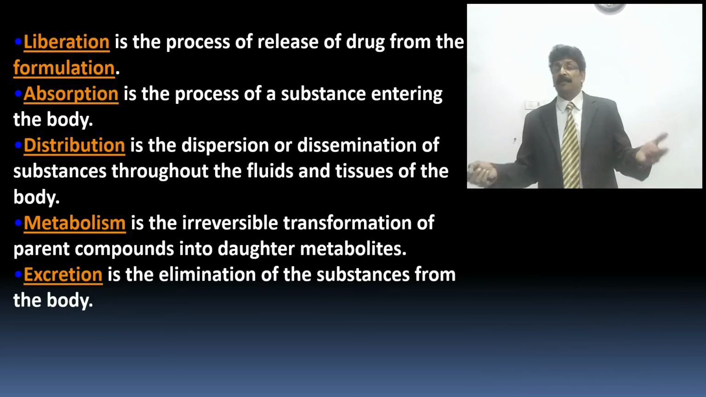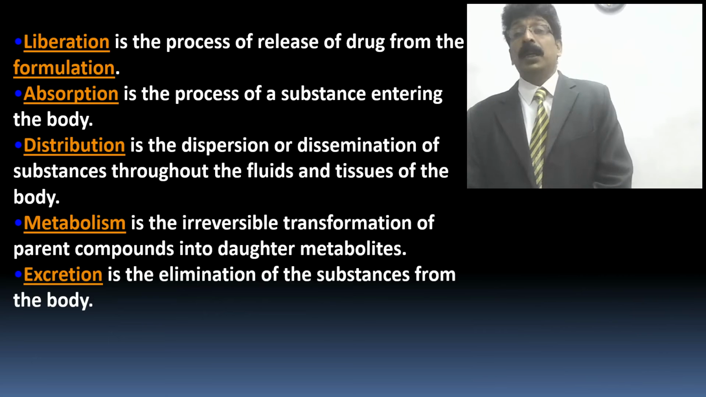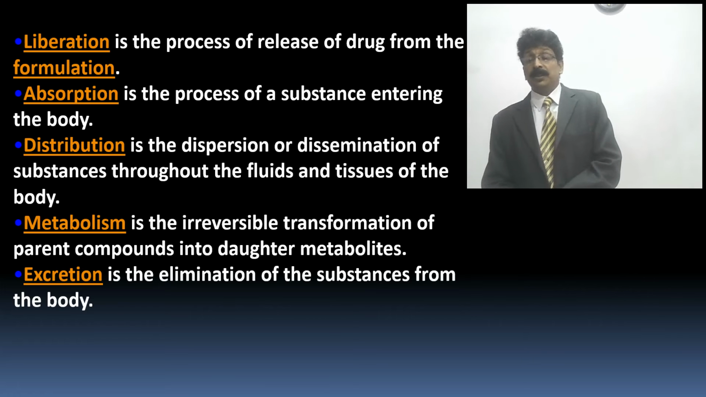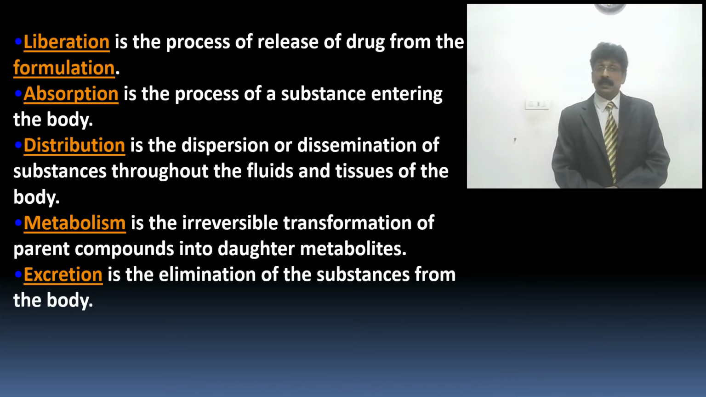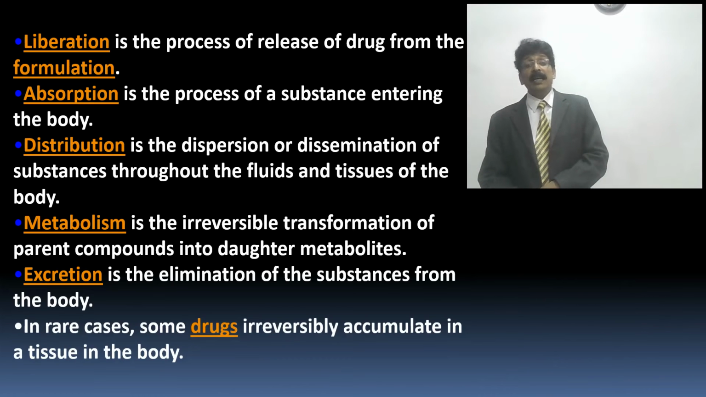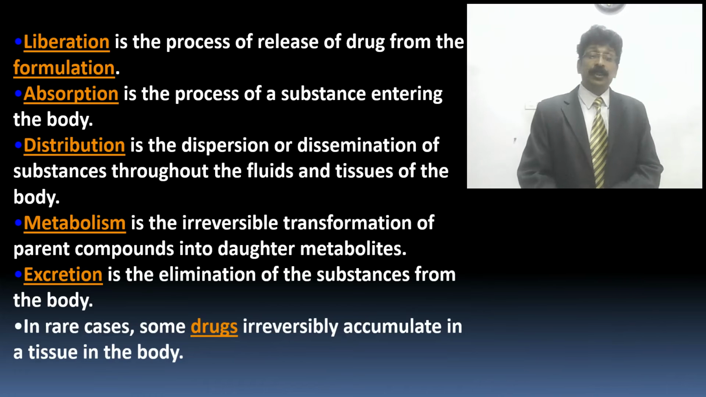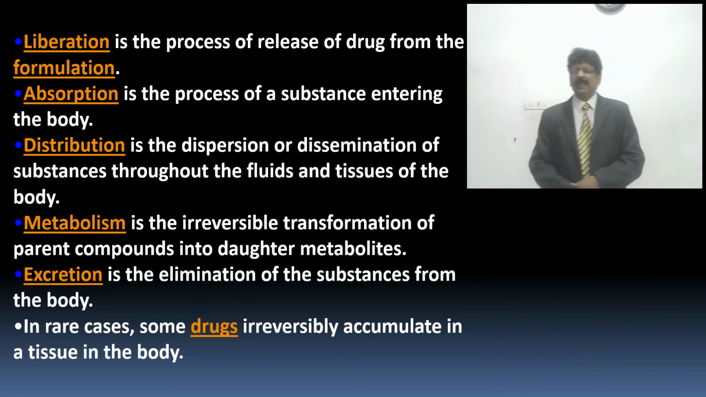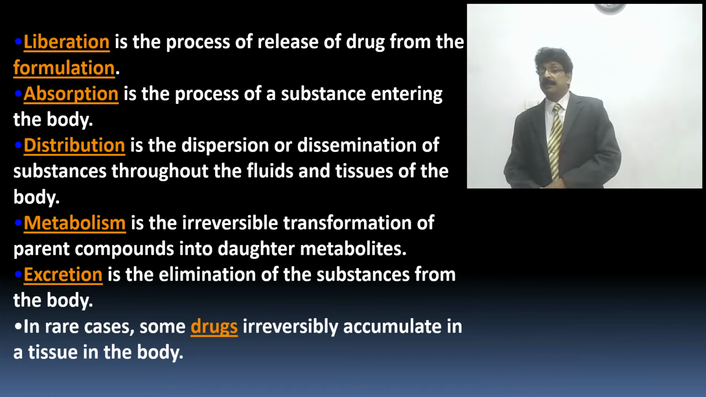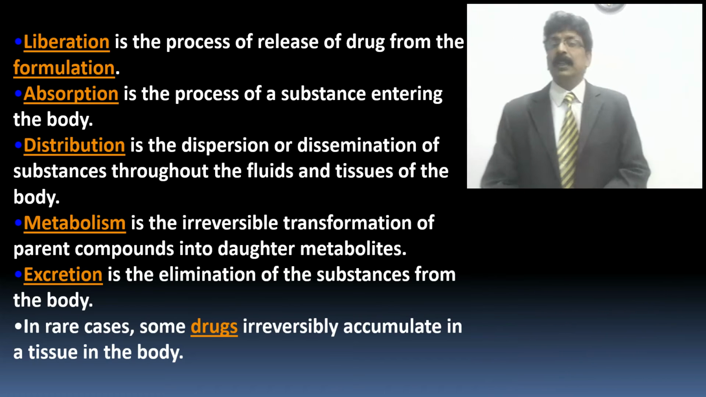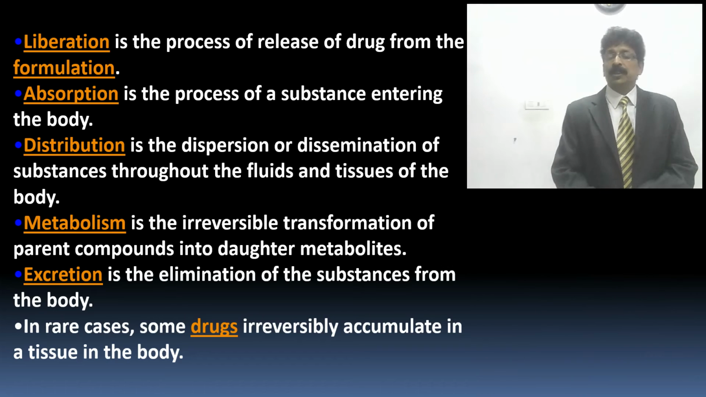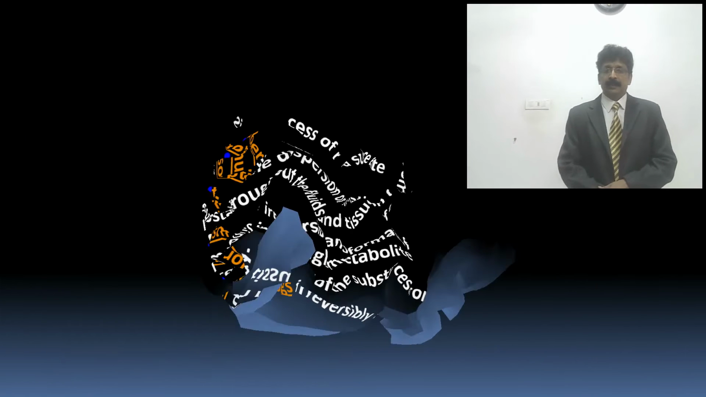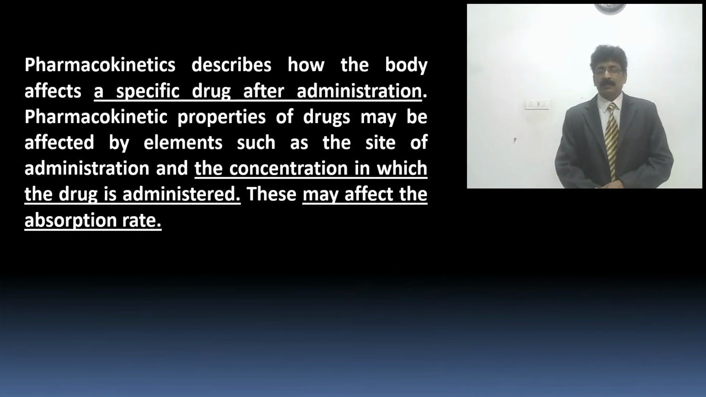Once the effect is over and the drug is metabolized and converted into a used compound, it can be excreted through our excretory organs, after entering the kidney, or by feces. In rare cases, some drugs are irreversibly accumulated in the tissue of the body, like secondary metabolites stored in plants, which are used by human beings. Excretion can be by urine, feces, sweat, or by means of respiration. Expiration is also possible for the excretion or elimination of the drug after metabolism.